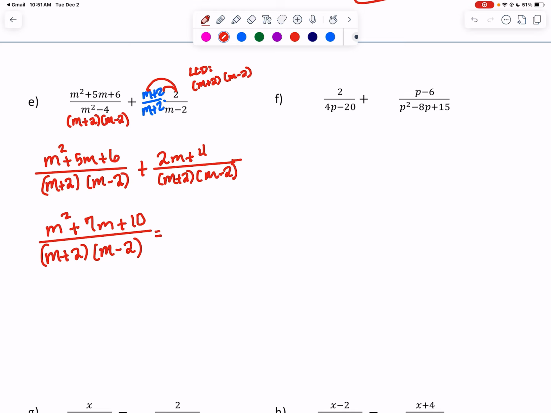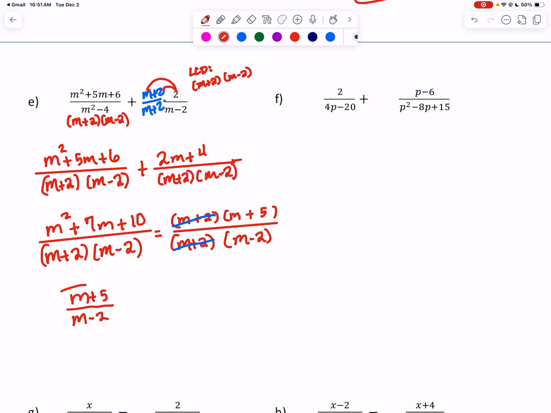Well, I think it can. If I used m times m for m squared and 2 times 5, make them both positive, that will work. Now, that's all over our LCD, m plus 2, m minus 2. All right, then we ask ourselves, will any of the factors cancel? And sure enough, the m plus 2's will cancel. So whatever's left over is your final answer, m plus 5 over m minus 2.